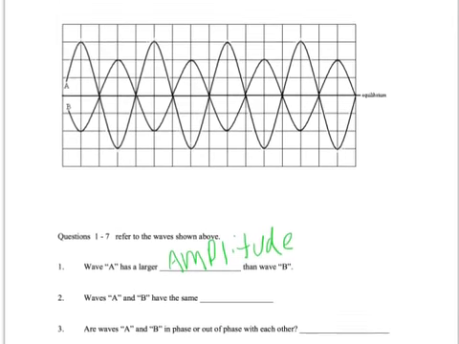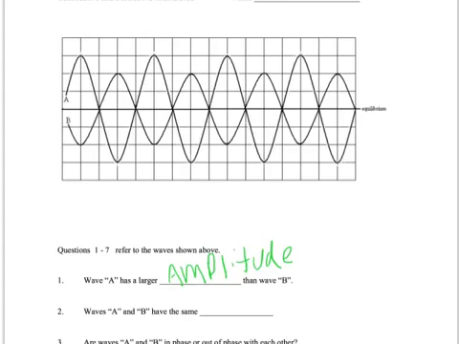Waves A and B have the same... If I look at this case, what I find is that A goes 1, 2, 3, 4 units from crest to crest. So it has a wavelength of 4 units, and B has a wavelength of 1, 2, 3. They both have the same. In this case, what they have is the same wavelength, which we can represent with my favorite symbol, lambda.